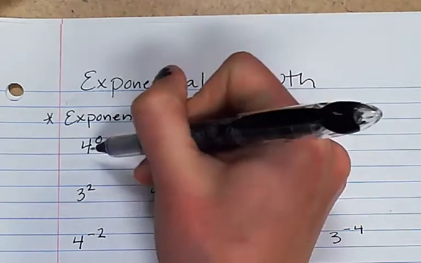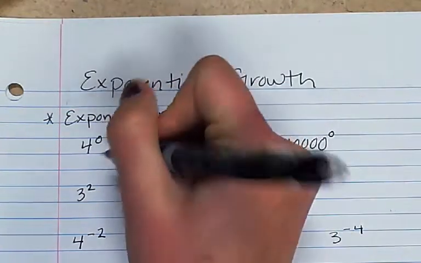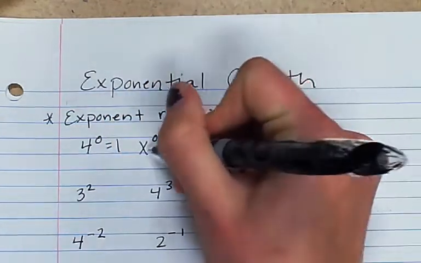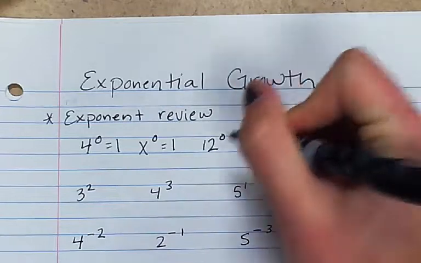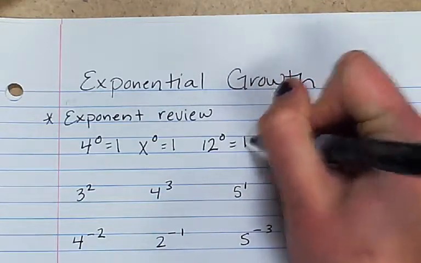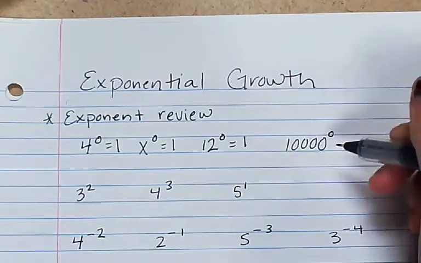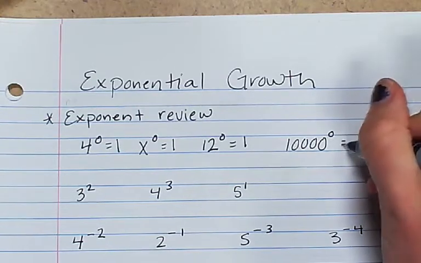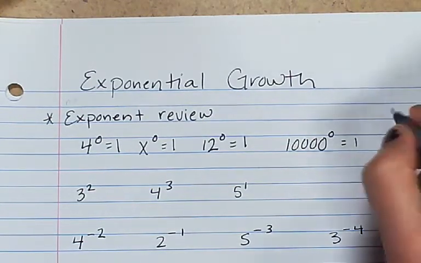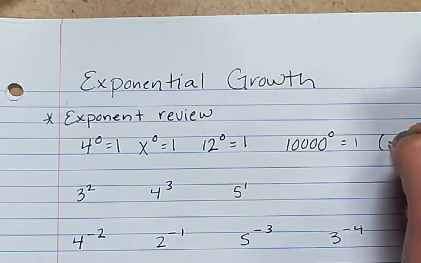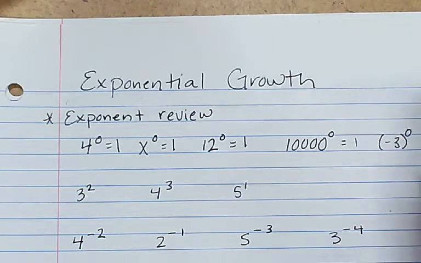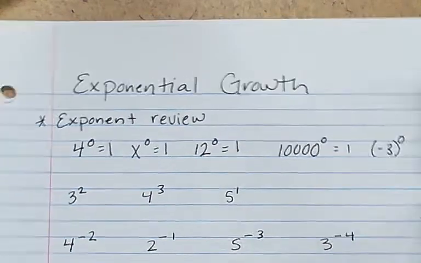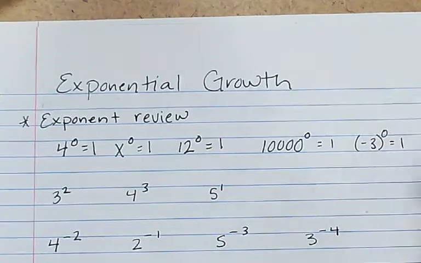So it doesn't matter what this base is. 4 to the power of 0, it's 1. X to the power of 0, 1. 12 to the power of 0, 1. And then even numbers like 10,000 to the power of 0, they become 1. Even if you have a negative, if it's inside the parentheses, like this, that whole quantity, negative 3 to the power of 0, that is also a positive 1.